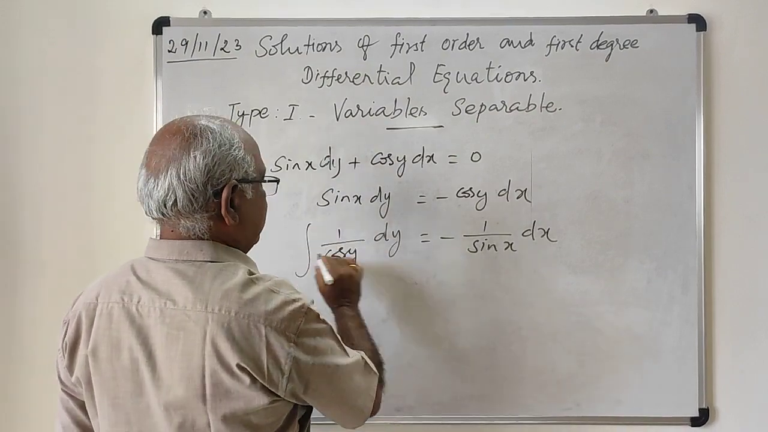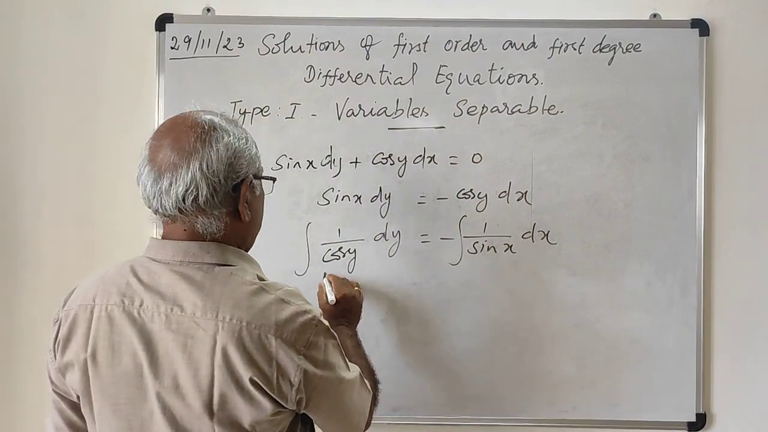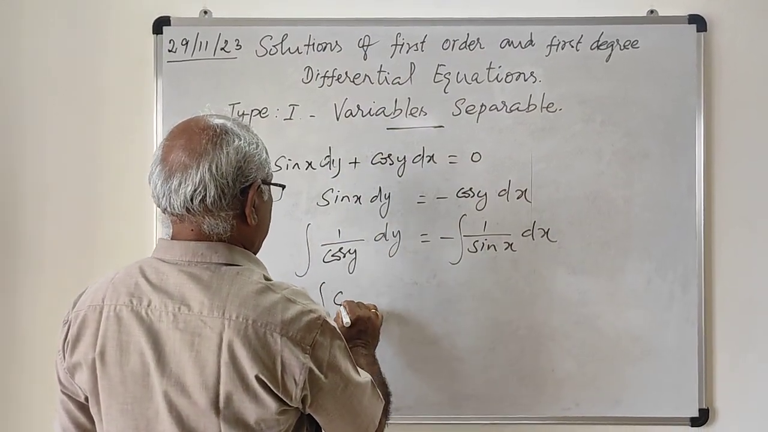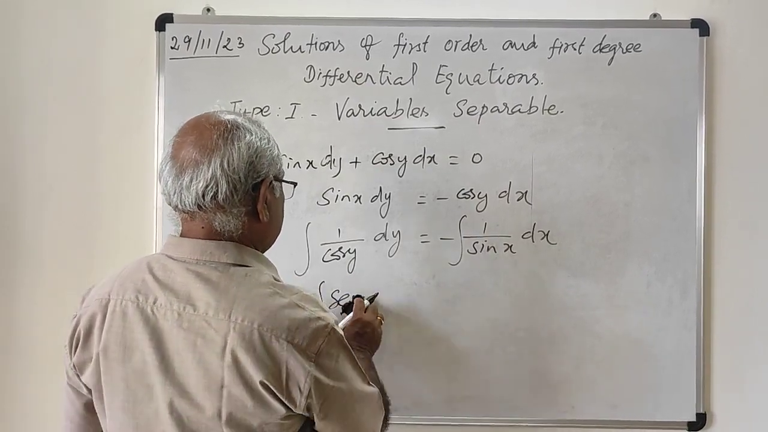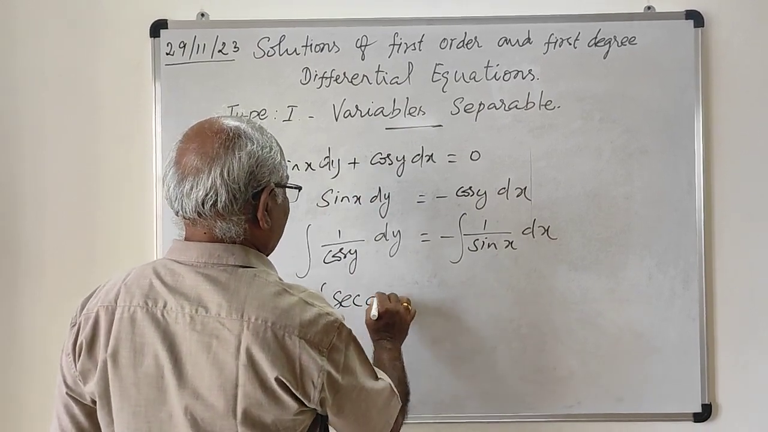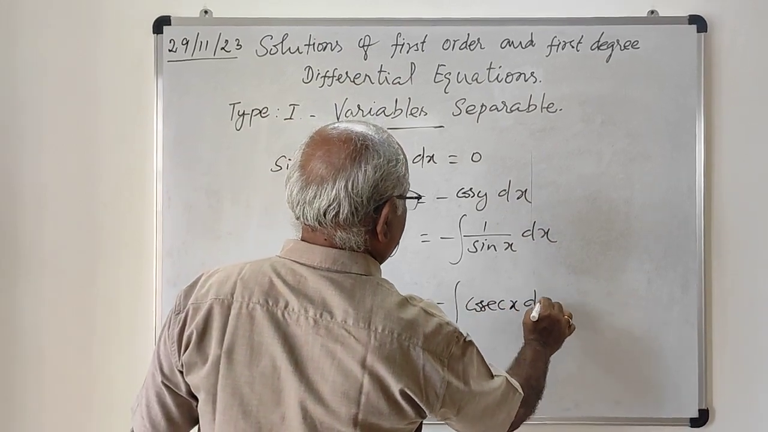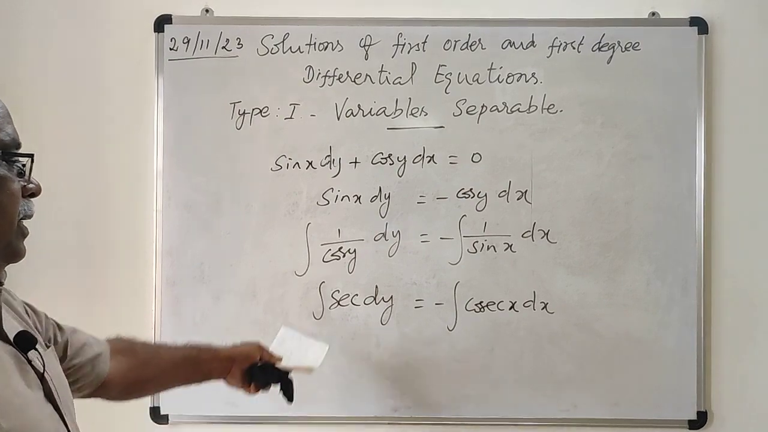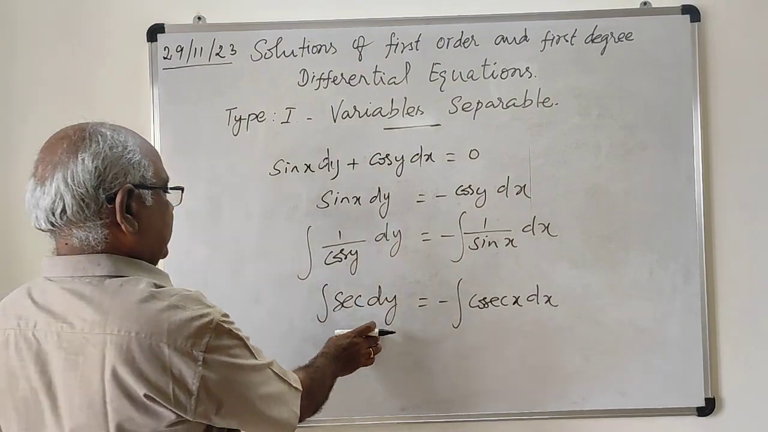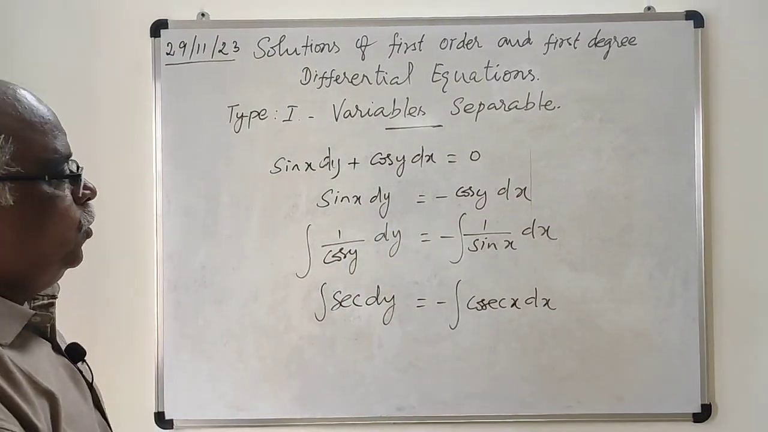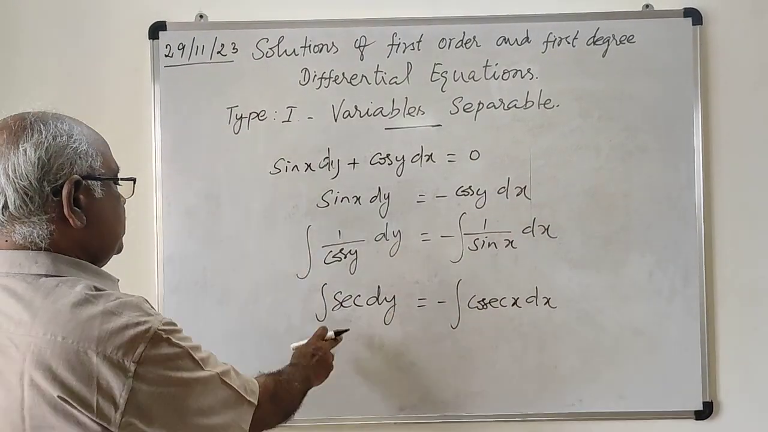After that, you have to integrate. You can get the solution of the differential equation. 1 by cos y you can write as secant y, equal to minus integral of 1 by sin x, which is cosecant x dx. Integral secant y: you know the formula, integral secant x is log of secant x plus tan x. So integral secant y is log of secant y plus tan y.